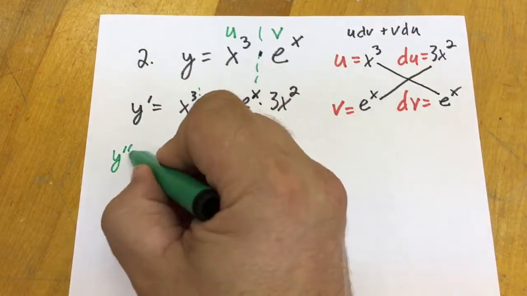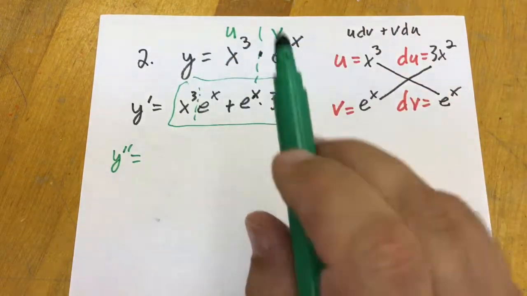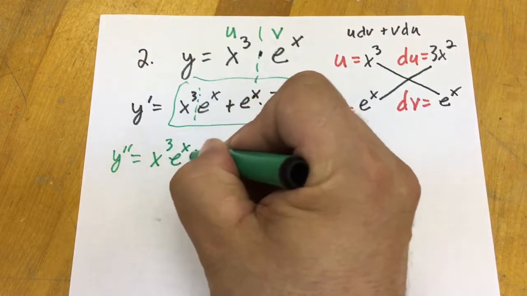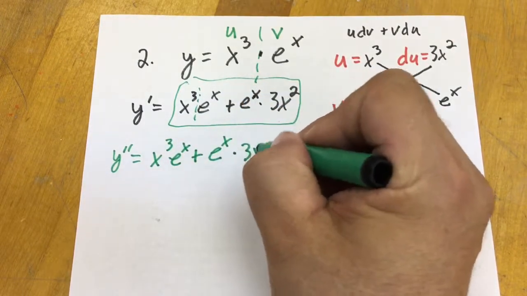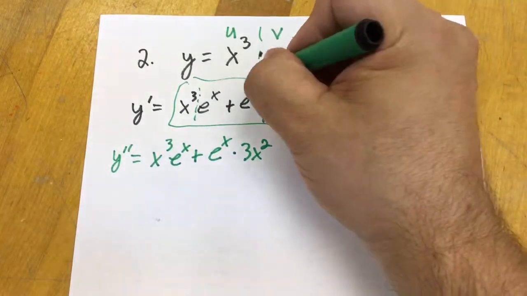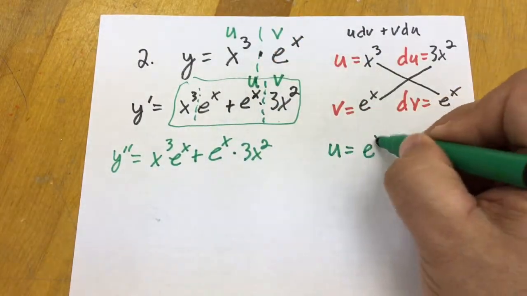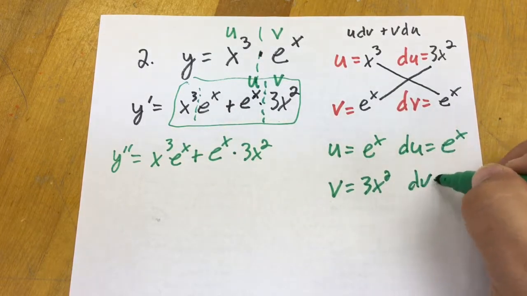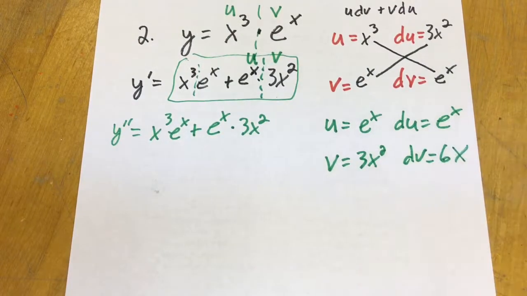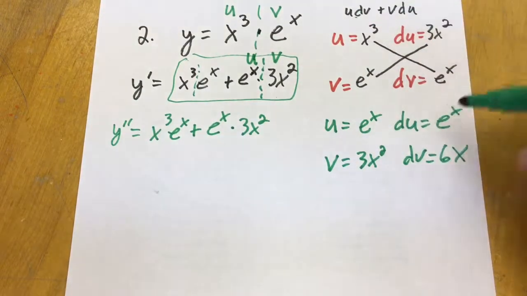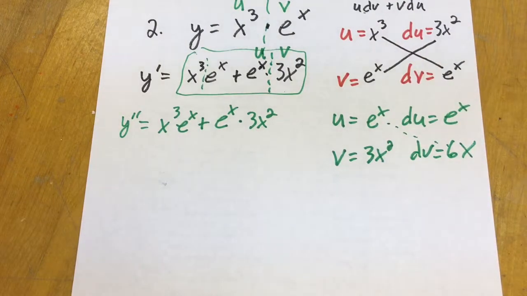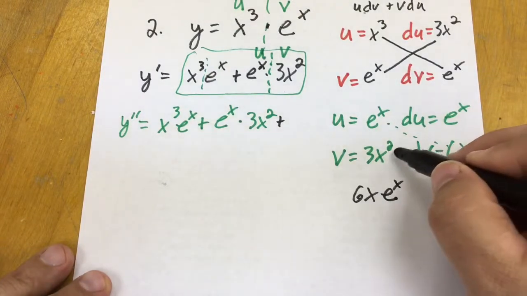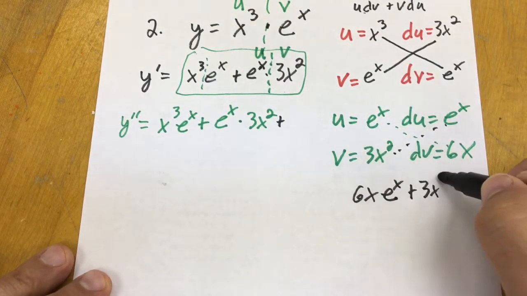So the second derivative is going to be this whole thing plus the derivative of the second part. x cubed e to the x plus e to the x times 3x squared. And now I'm going to split this down the middle and call that u and v. So u equals e to the x, v equals 3x squared, du equals e to the x, dv equals 6x. Now, u dv plus v du, u dv is going to give me 6x e to the x, v du is going to give me plus 3x squared e to the x.